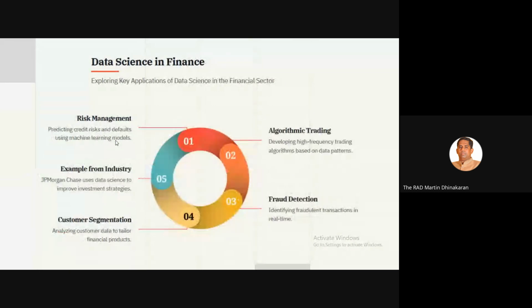Next is data science in finance. In the financial sector, risk management is a very, very important concept. What is risk management? It is the process of identifying, then assessing, and then, if there is any threat, controlling that threat based upon the organization's capital, earnings, and operations. So this is risk management.